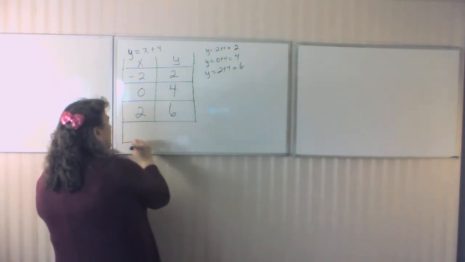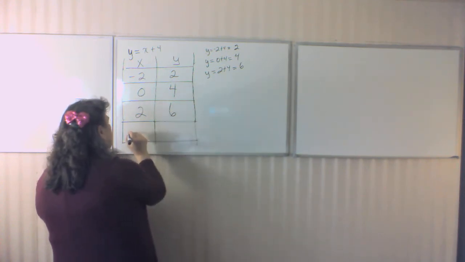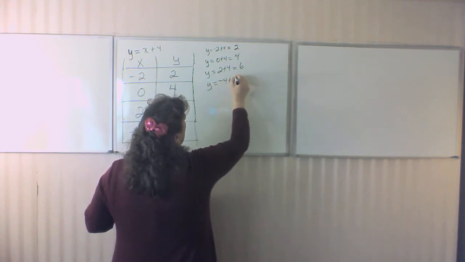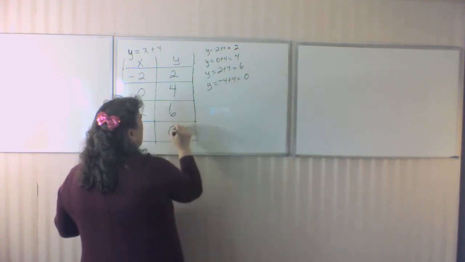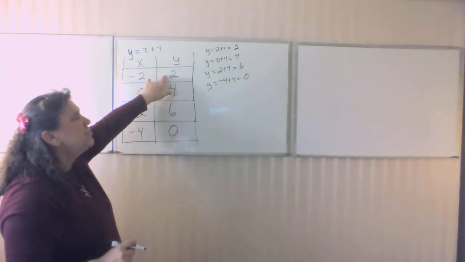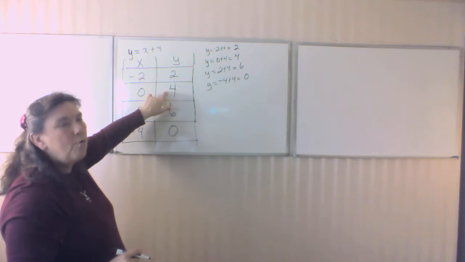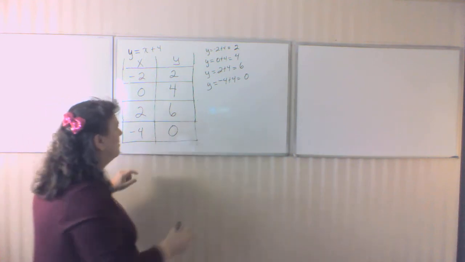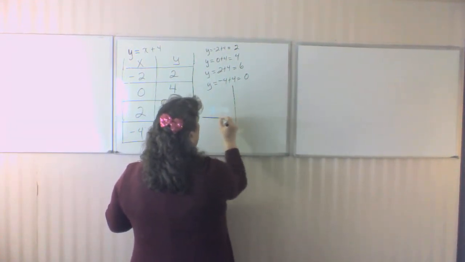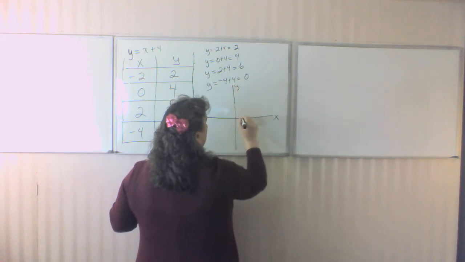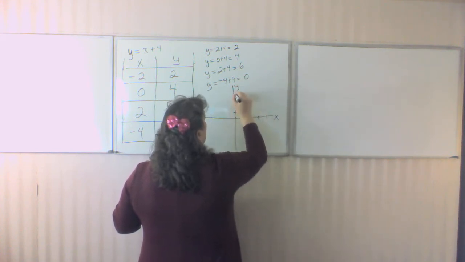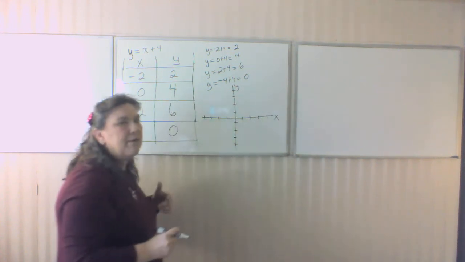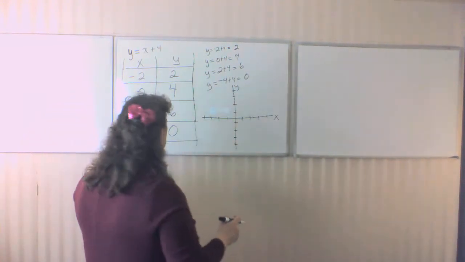I'm going to give you one more ordered pair, and this will be a -4. So y is equal to -4 plus 4, and that is 0. So now, -2, 2 is one ordered pair, 0, 4 is another one, 2, 6 is another one, and -4, 0. So let's graph those on an xy axis. And you actually have graph paper in your homework assignment, so you won't have to do this part.